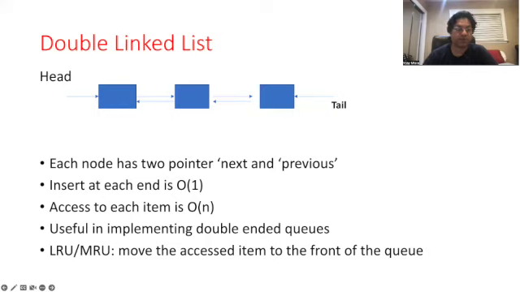Another use case is when you implement an LRU or MRU caching solution. You want to maintain the recency of that item. If it is accessed right now, you want to move that item to the front of the list. So whenever you have to, you pluck the item from the list and move it to the head, so that it shows the most recent item. That is a very good place where a doubly linked list can be used.